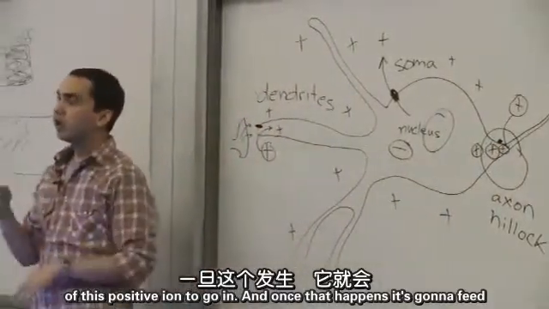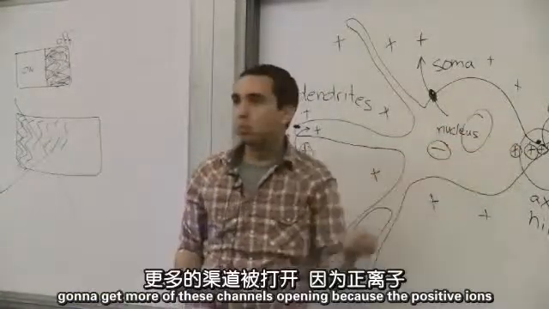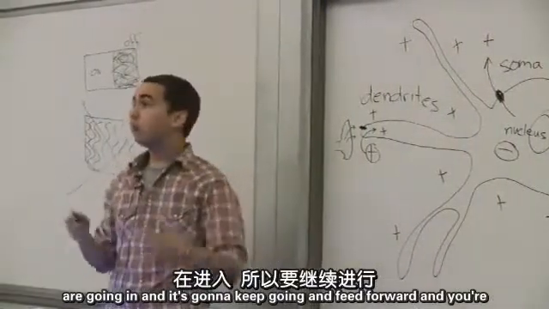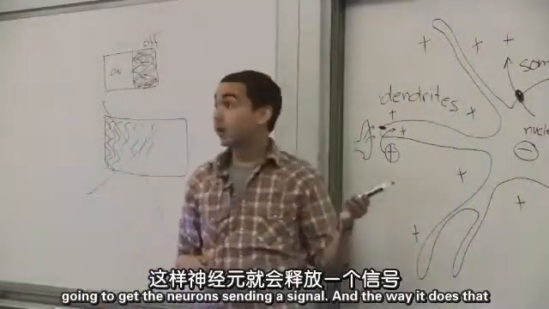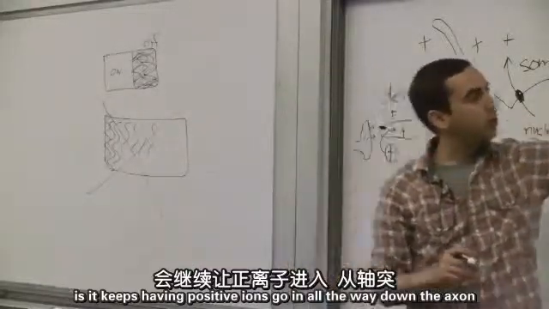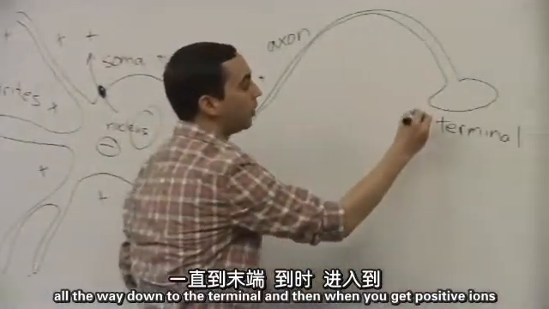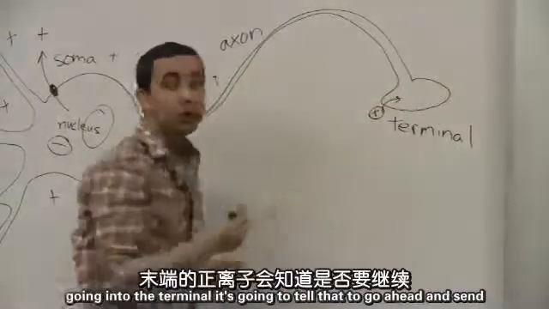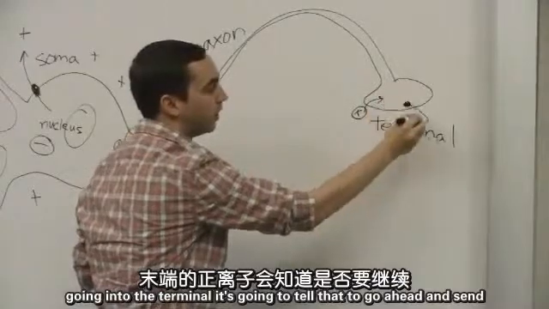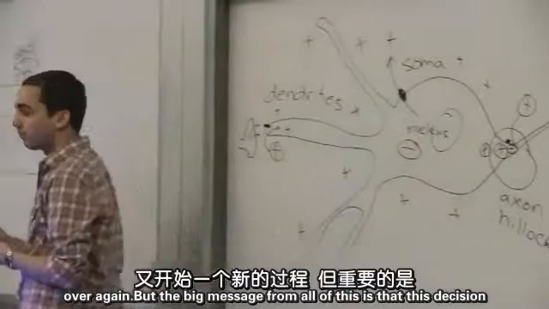And once that happens, it's going to feed forward, right? You're going to get more positive ion going in. You're going to get more of these channels opening because the positive ions are going in. And it's going to keep going and feed forward, and you're going to get the neuron sending a signal. And the way it does that is it keeps having positive ions go in all the way down the axon, all the way down to the terminal. And then when you get positive ions going into the terminal, it's going to tell that to go ahead and send a chemical message on to the next cell and start the whole process over again.